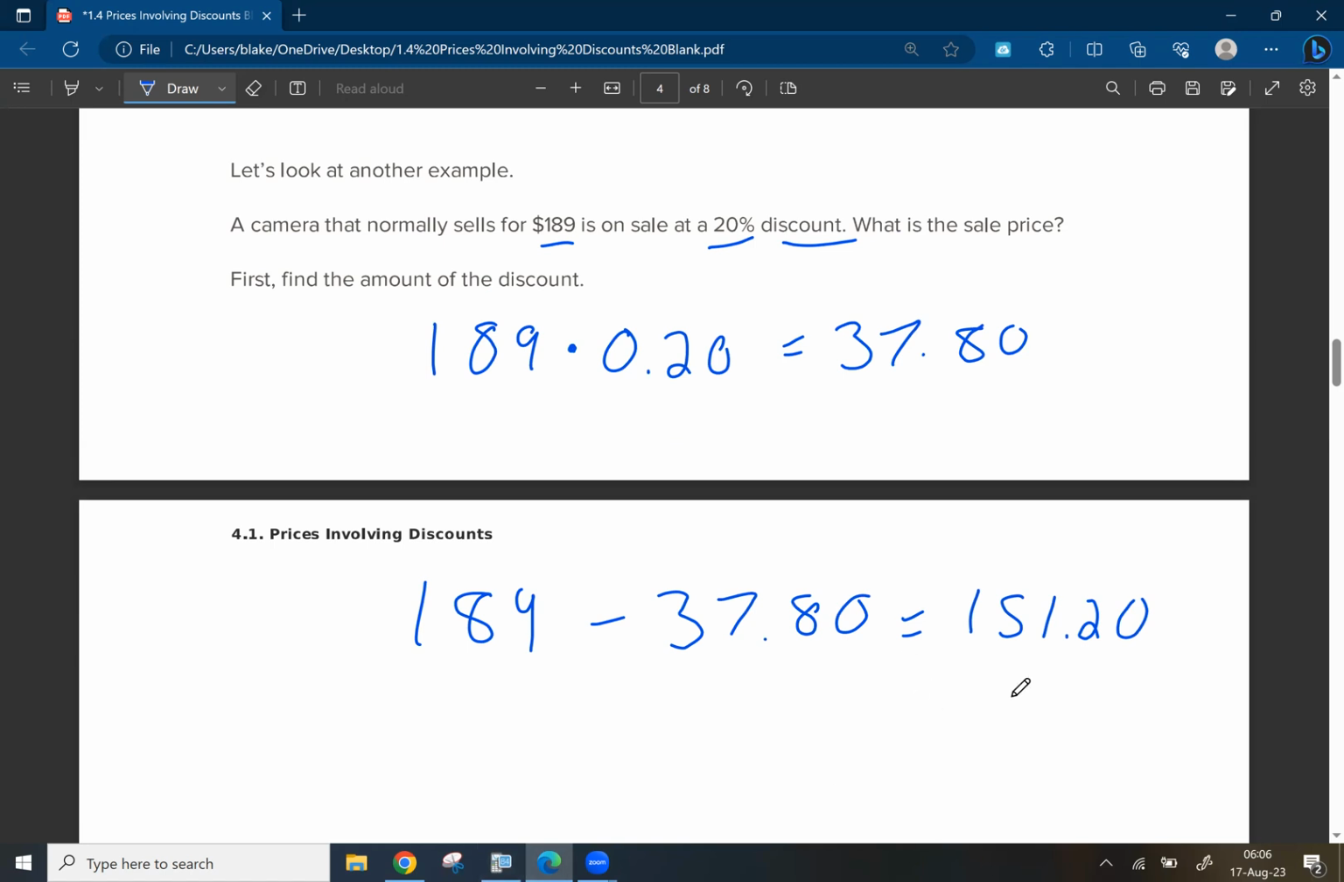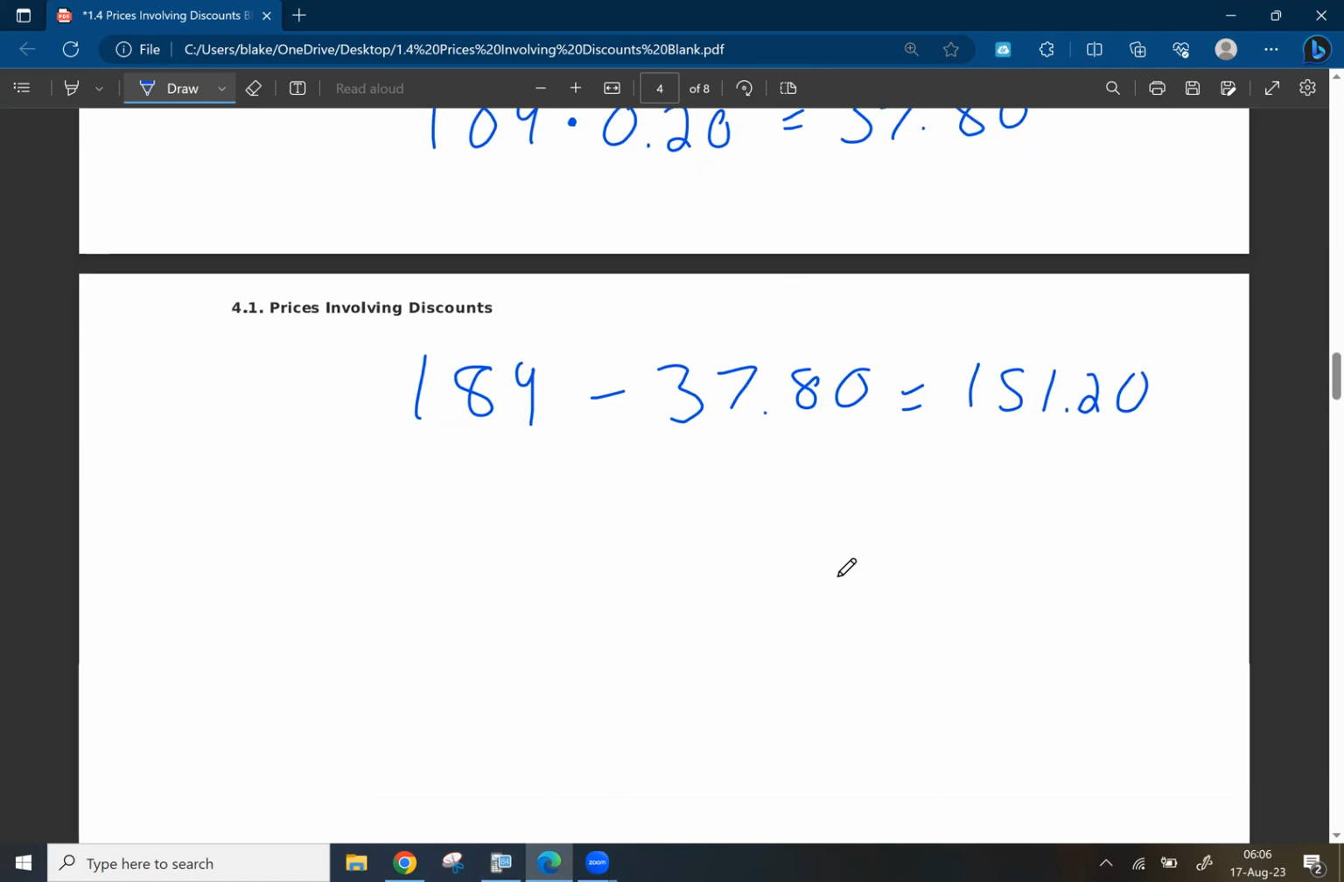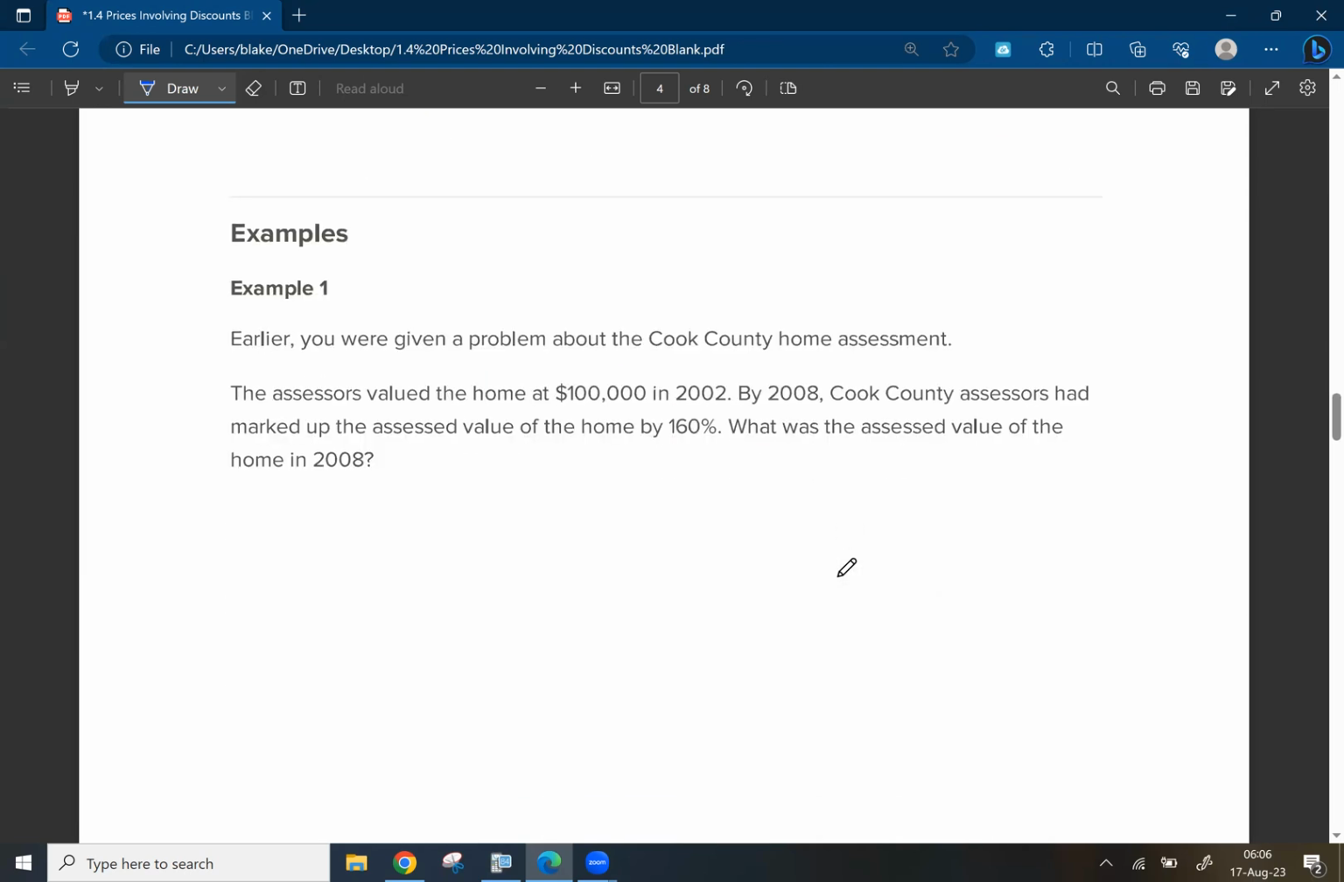It's going to be the price of that camera after the 20% discount is removed. All right, let's do a few more examples. So let's go back to our problem from the beginning, and let's see what the price of this home was after it increased.